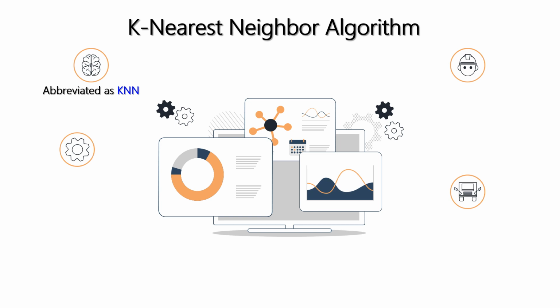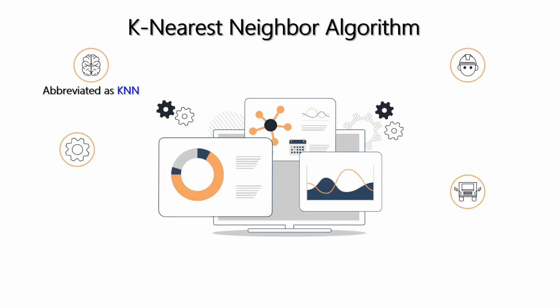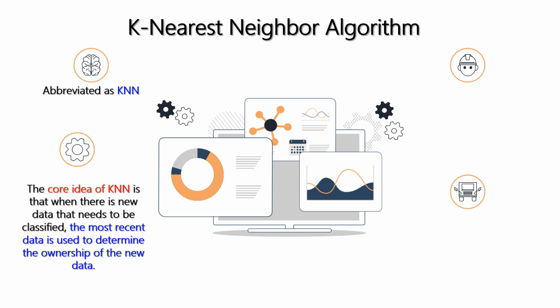And KNN, the number 1 we listed, is the most common supervised learning, so sometimes they will abbreviate it as KNN. The core idea about KNN is that when there is new data that needs to be classified, the most recent data is used to determine the ownership of the new data.